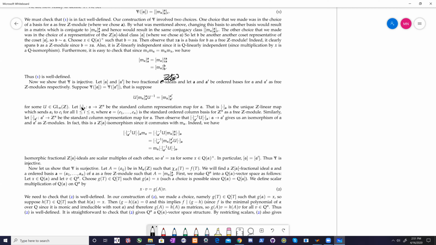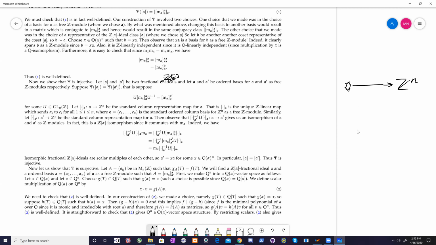So let bracket sub bold A, going from the fractional ideal A to Z^n, be the standard column representation map for A. That is, bracket A is the unique Z-linear map which sends alpha sub i to e sub i, where e sub i comes from the standard ordered column basis for Z^n. We use bold E to denote this standard ordered column basis for Z^n as a free Z-module. So essentially, this map goes from A to Z^n, like that.